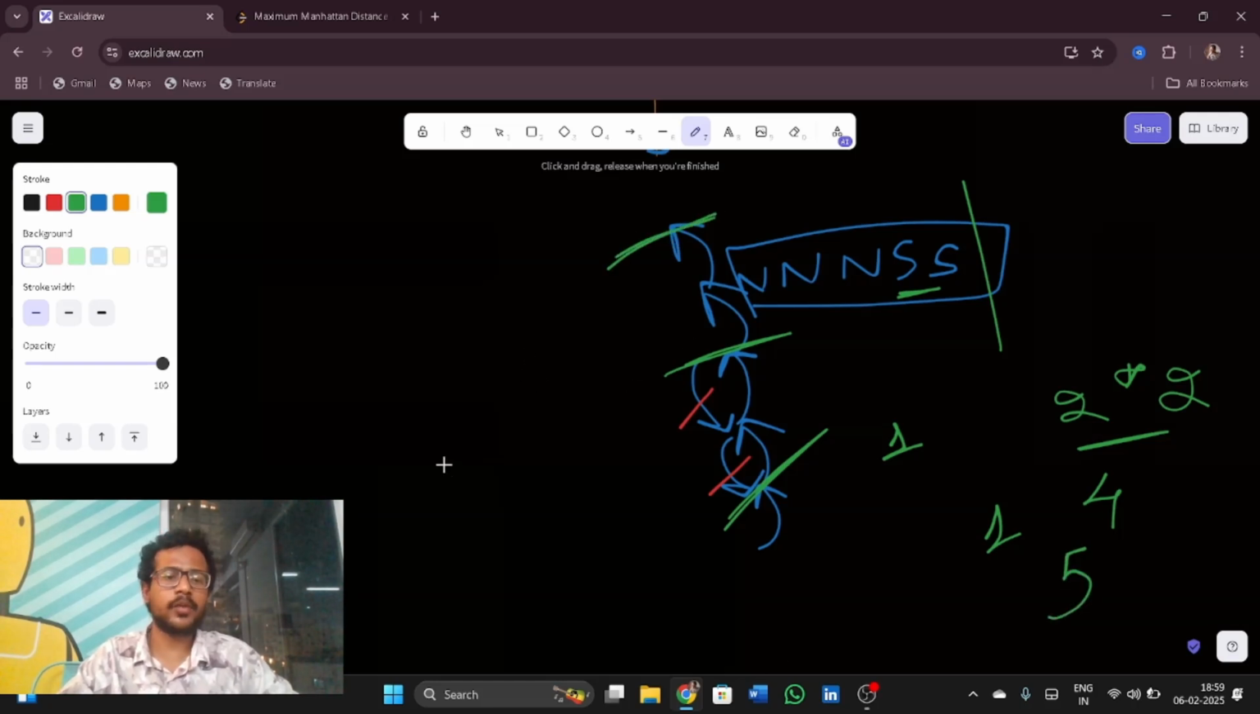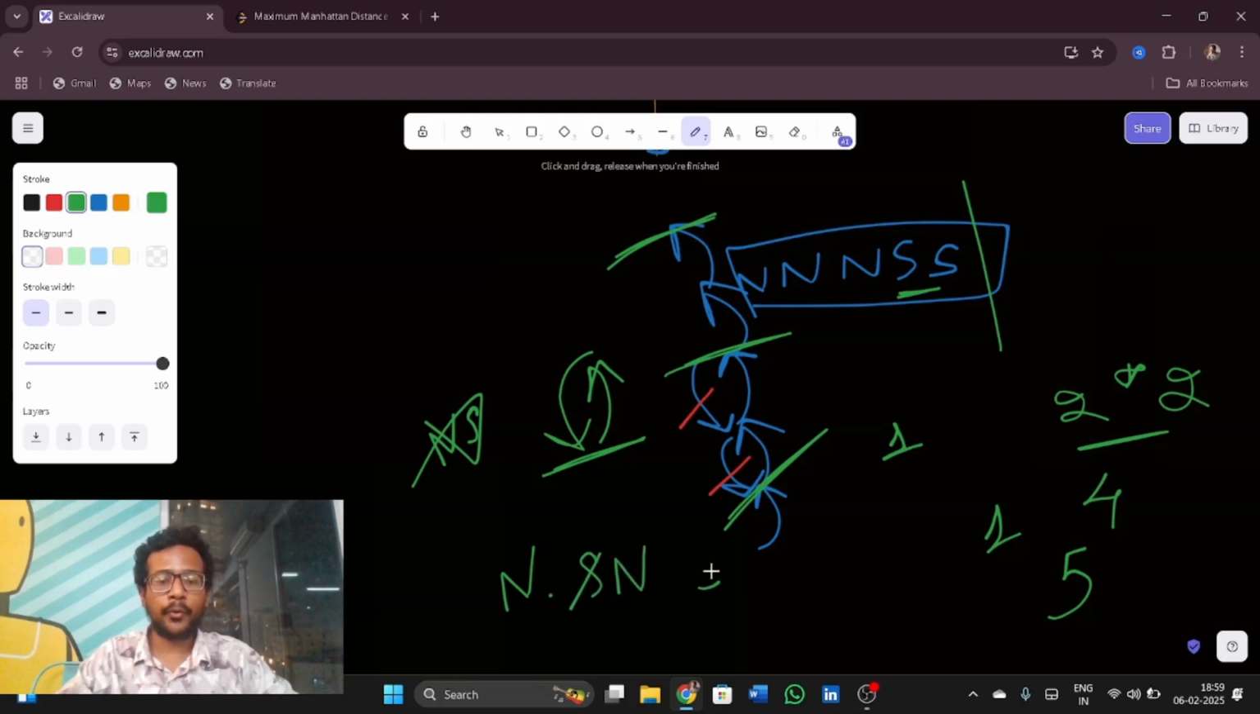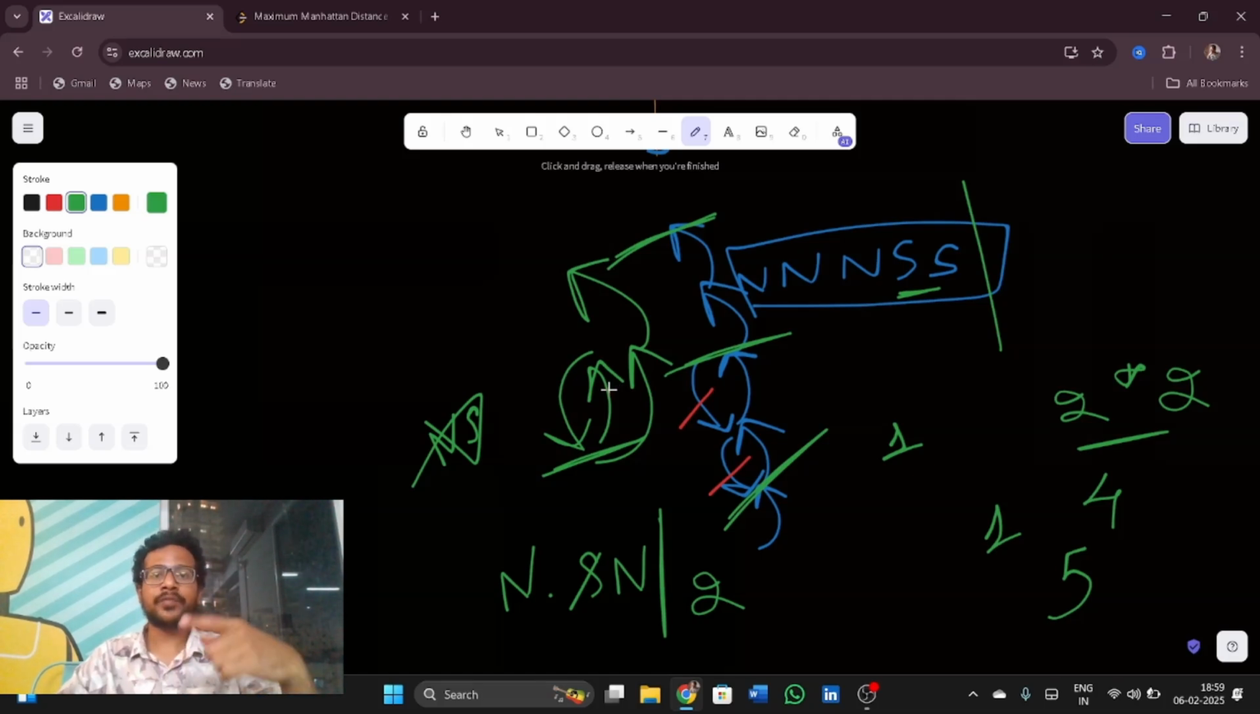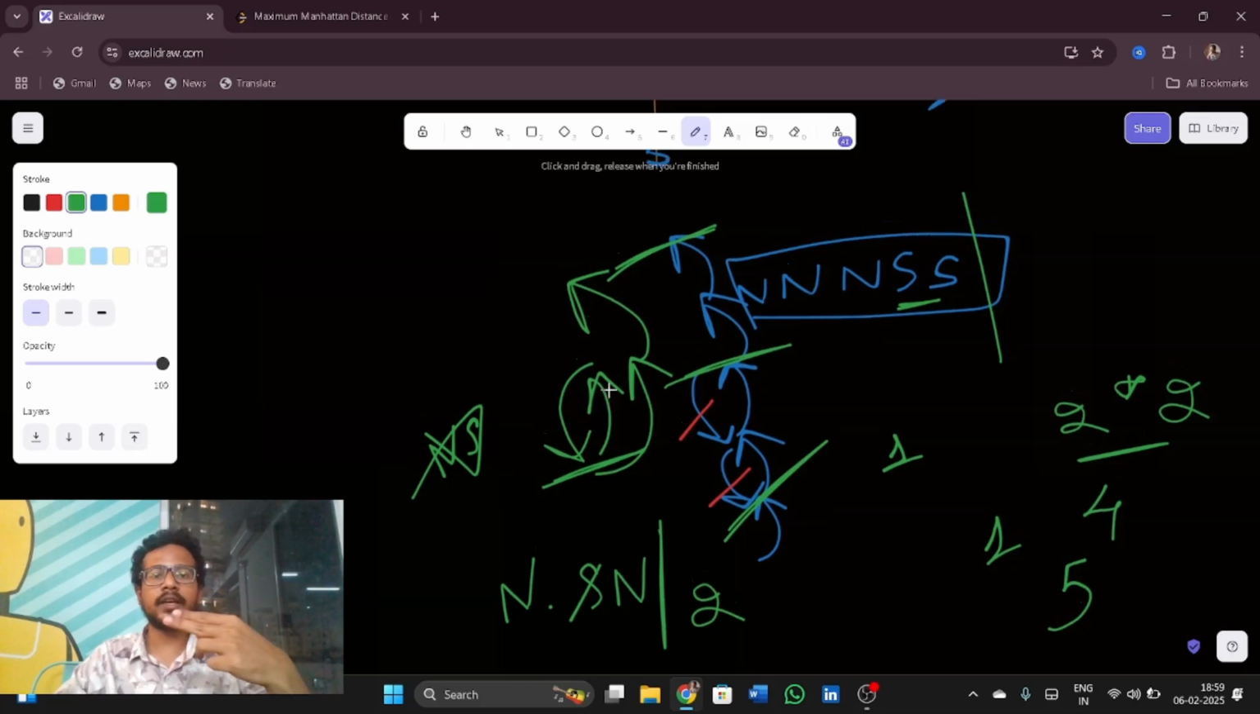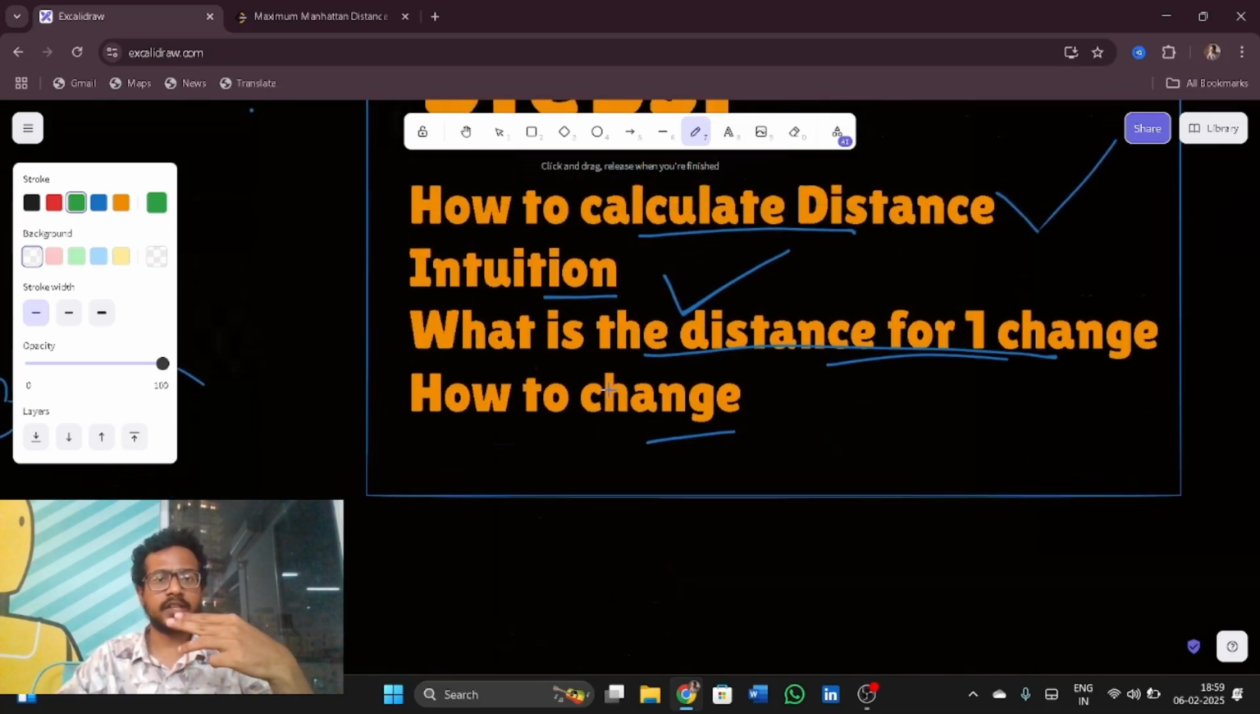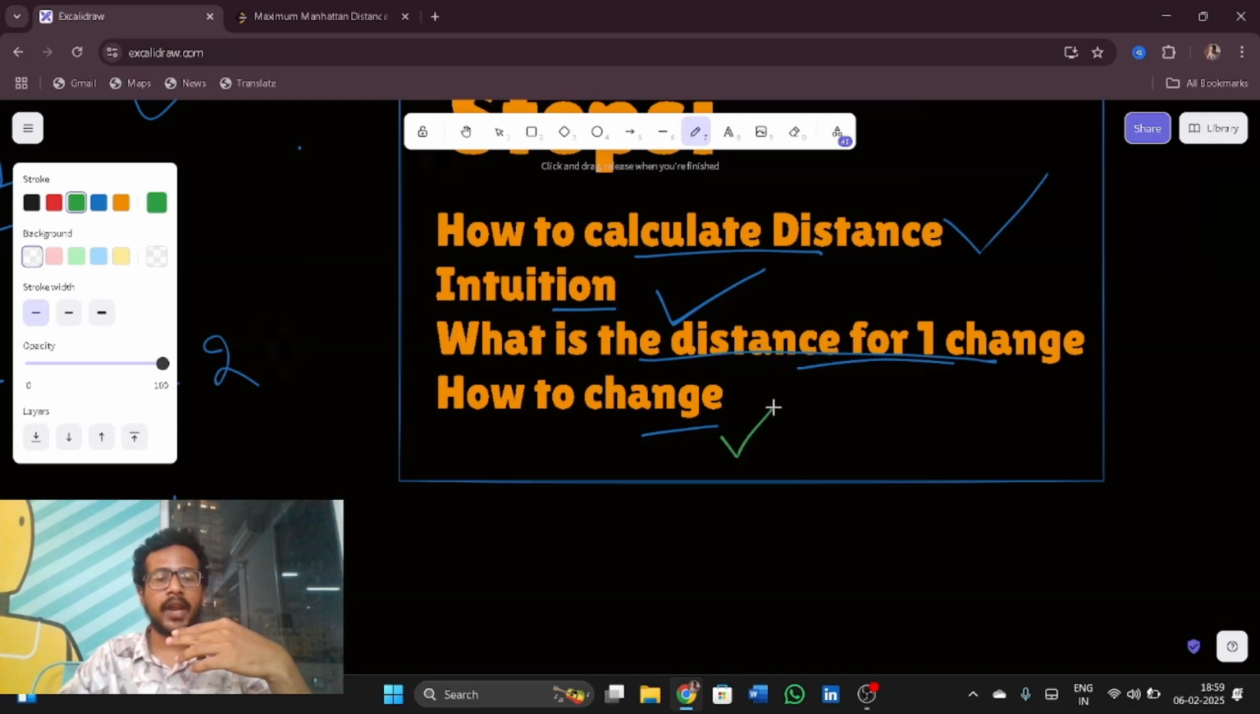But why does this work? Because a north and south will always cancel out. A north and a south will always give me a 0. But by changing this south to north, it will give me 2 at this position, because I start at north and then I go to north again. So this is how you get the intuition and then you will get the change or the distance for one change. Now the main thing of this algorithm: how to change.